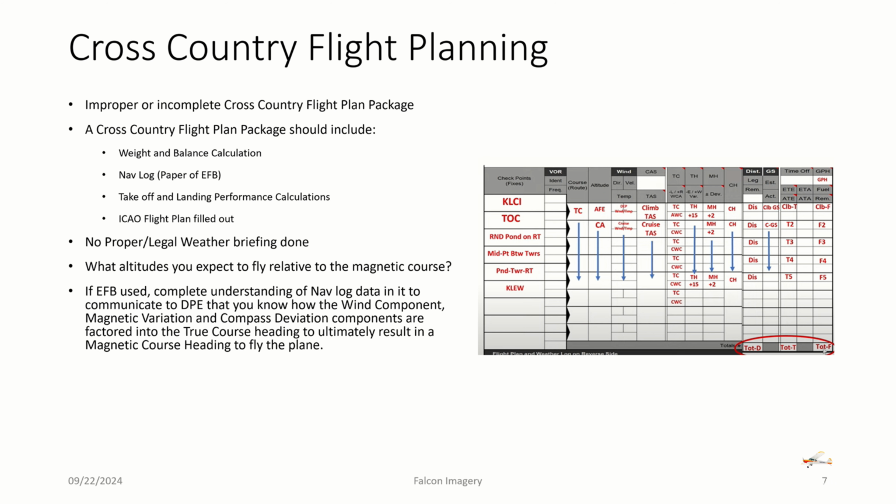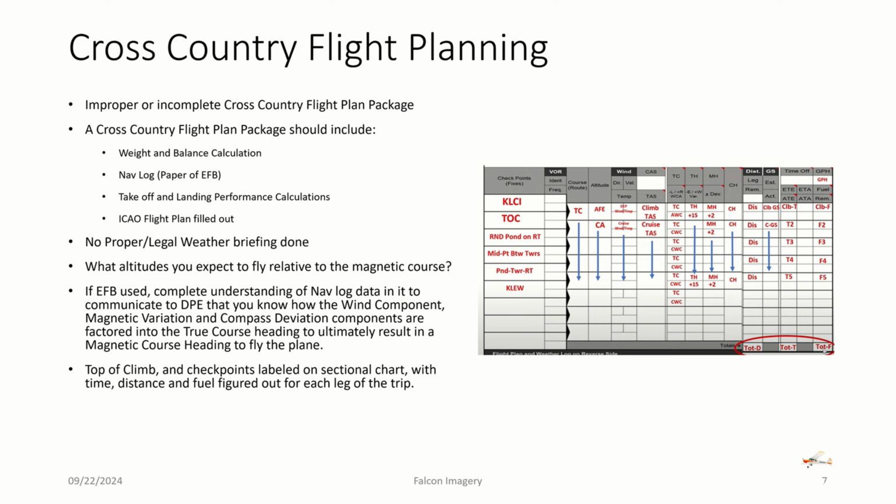If an EFB is being used, you need to have a complete understanding of that navlog data that comes out of that EFB report in terms of what the wind component factors are, the magnetic variation, and the compass deviation, and how they affect going from a true course heading to the ultimate magnetic course heading that the aircraft's going to fly.